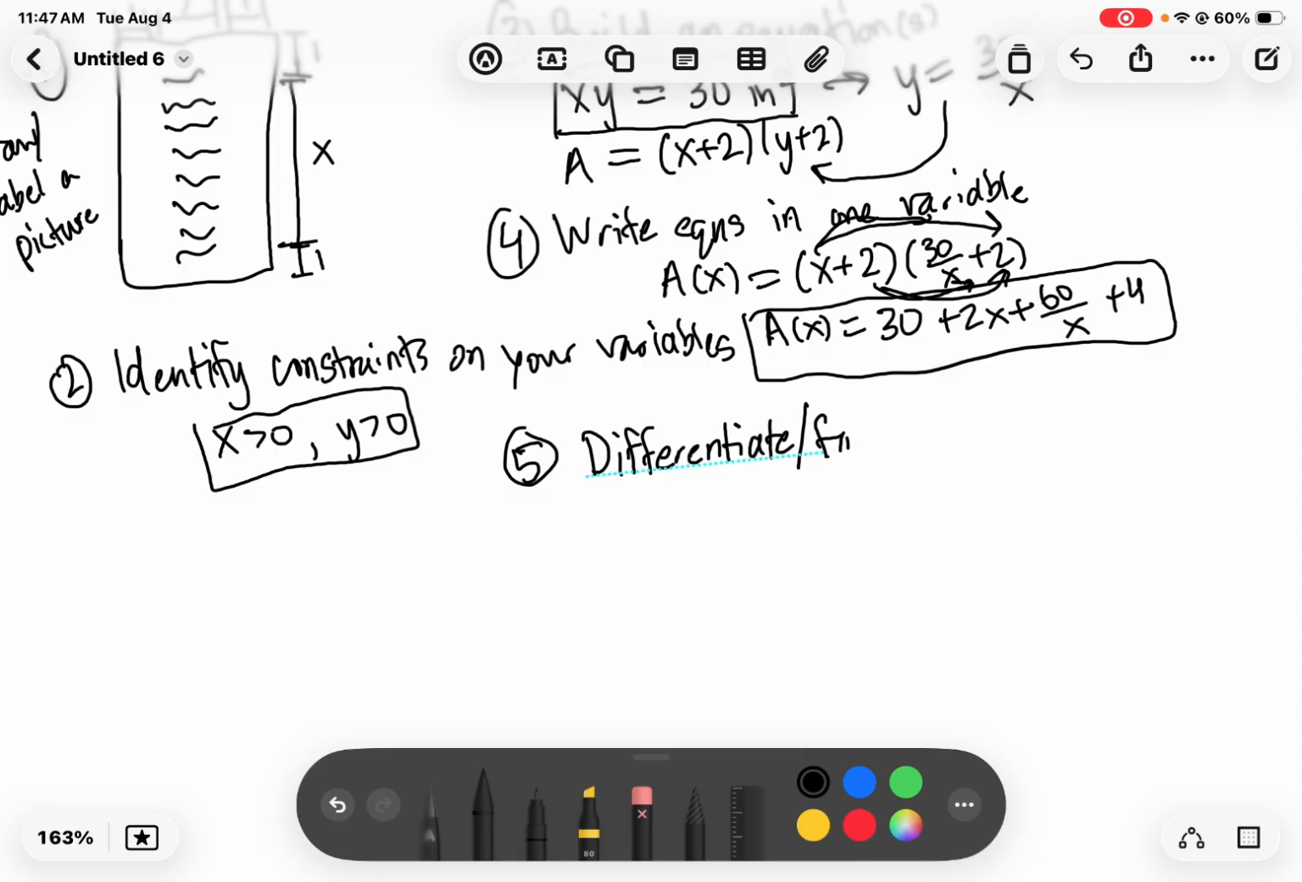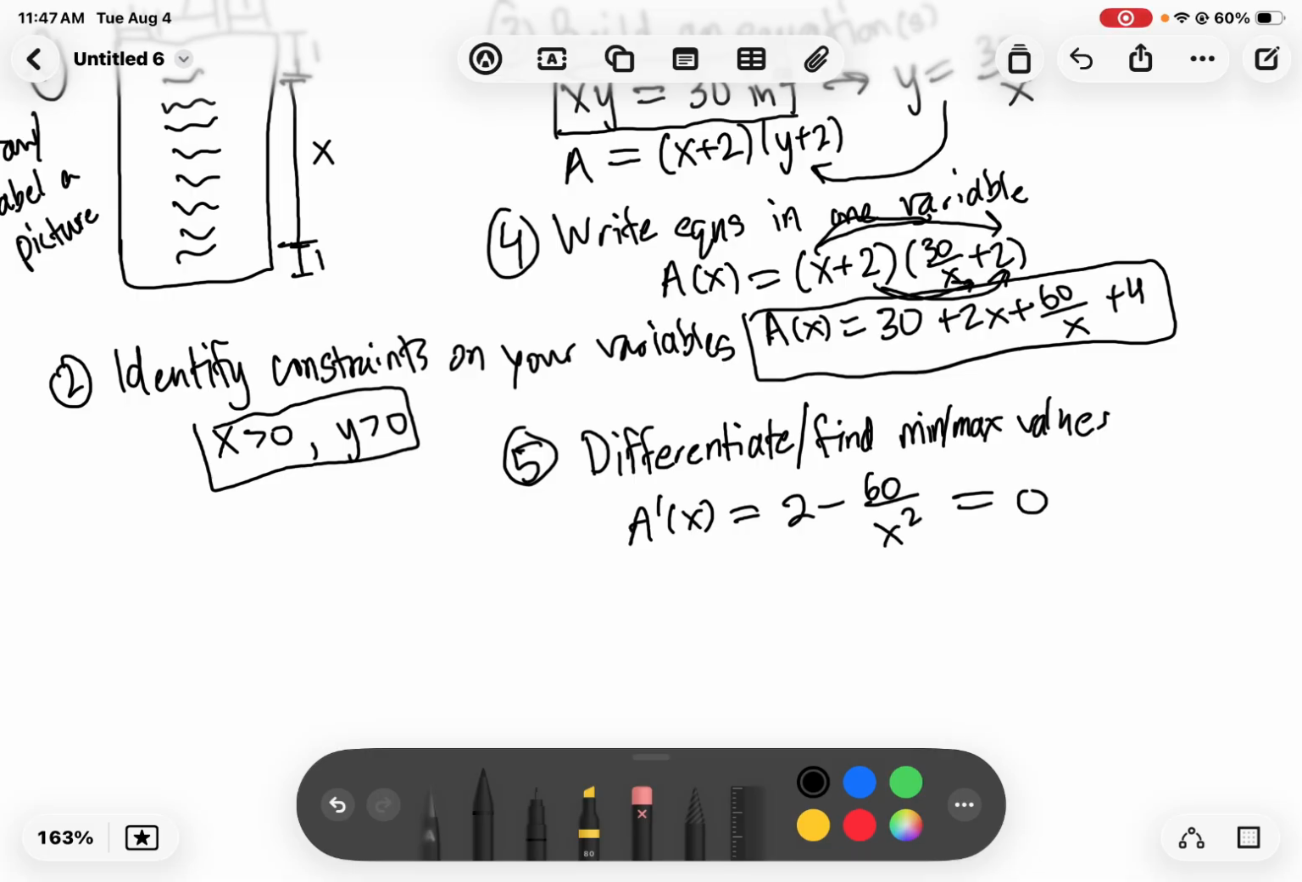Differentiate and find min-max values. Okay, so let's go ahead and differentiate A of x. So we get A prime of x is equal to 2 minus 60 over x squared, just by the power rule.